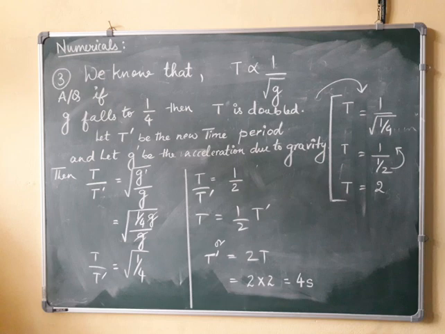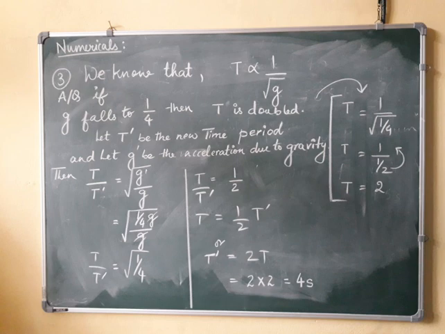Now we know that T is inversely proportional to the root of acceleration due to gravity, T is proportional to 1 by root over g. According to the question, g is falling to 1/4. That means our new g will be 1/4 of g. Understood? Let g dash be our acceleration due to gravity after it has fallen to 1/4. So according to the question, if g falls to 1/4, then T is doubled.